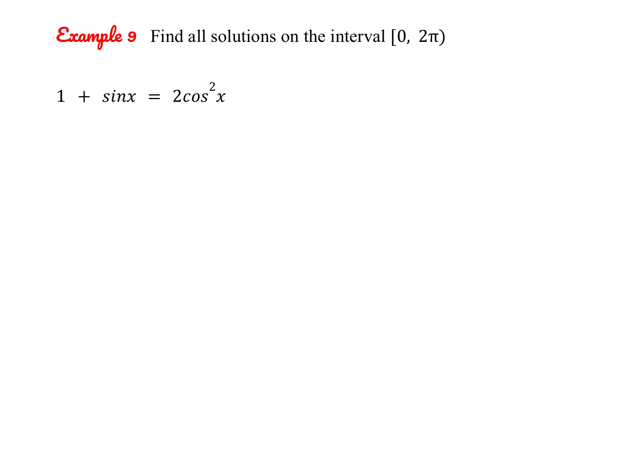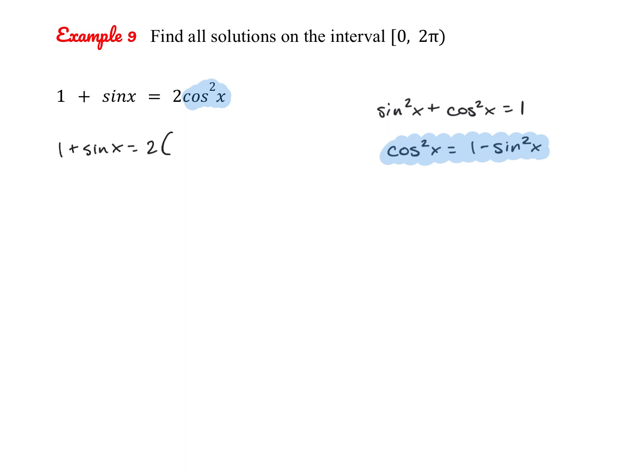So we're going to ask ourselves, is there some way I can rewrite this using one of our formulas or identities? So we can actually rewrite cosine squared in terms of sine using our Pythagorean identity, sine squared plus cosine squared equals 1. So we know that cosine squared is 1 minus sine squared. So we can use this form of our Pythagorean identity, and we can substitute for cosine squared. So we have 1 plus sine of x equals 2 times 1 minus sine squared of x.